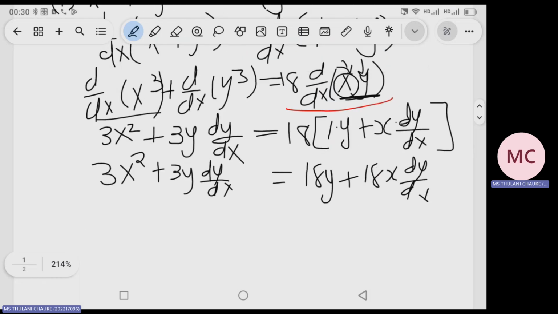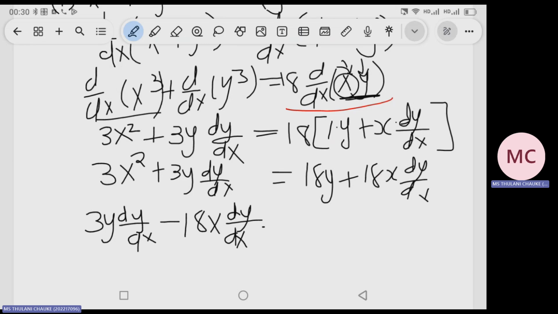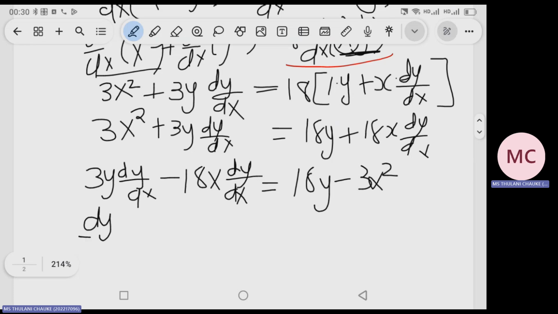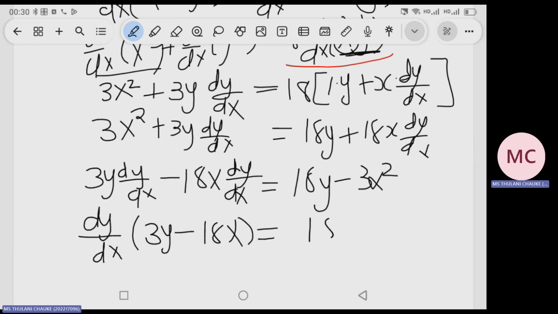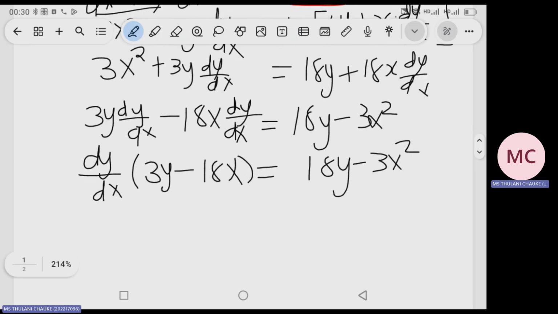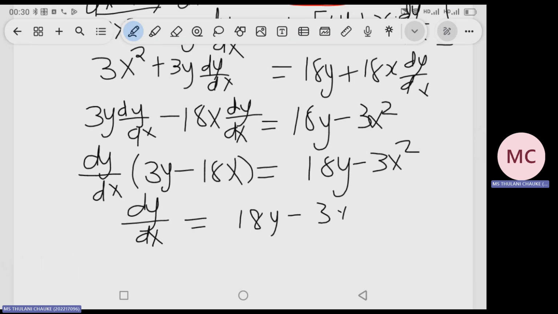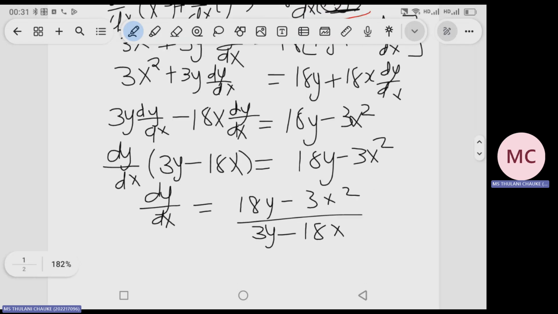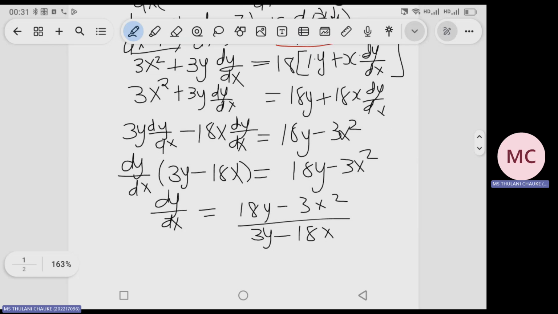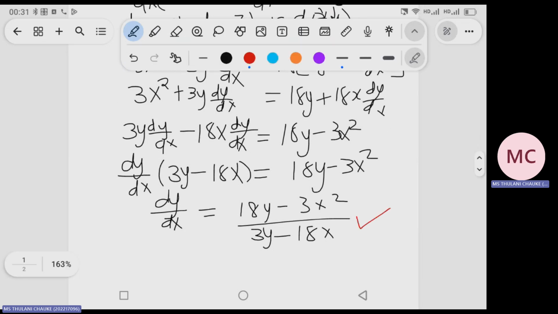So from this step, what we're going to do is take the ones that have got dy over dx to the left and group them, right? Then you'll have 18y minus 3x squared. Then from here, we'll have dy over dx into 3y minus 18x, and you'll have 18y minus 3x squared. And then we divide both sides by what? By 3y minus 18x. So this will be our final answer.